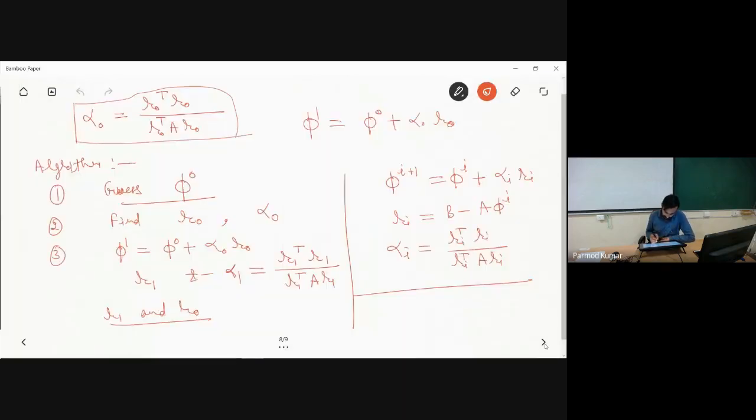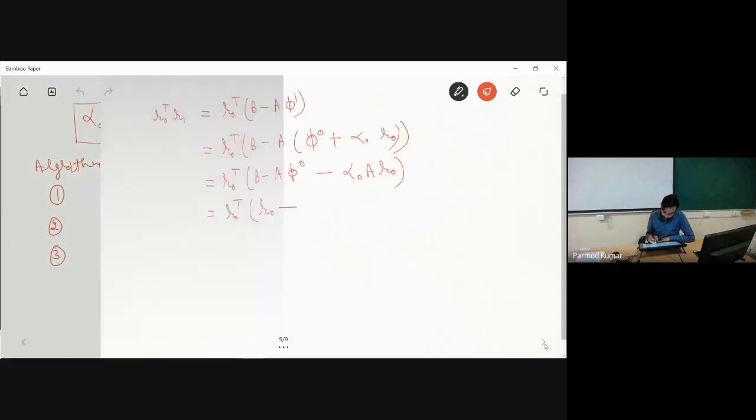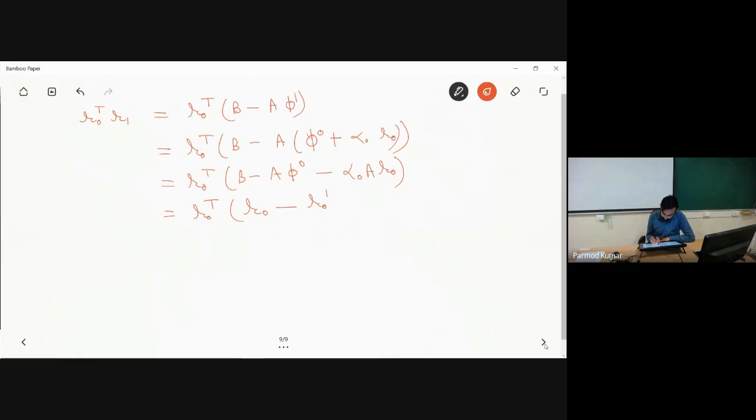in place of alpha naught, what can I write? R naught T into R divided by R naught T A R naught. Okay. And into that I have this A R naught. What does it become finally? If you see over here, R naught T A R naught will be cancelling out, and finally I will be getting this as nothing but equal to 0.